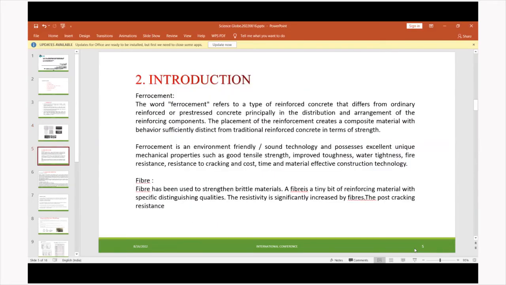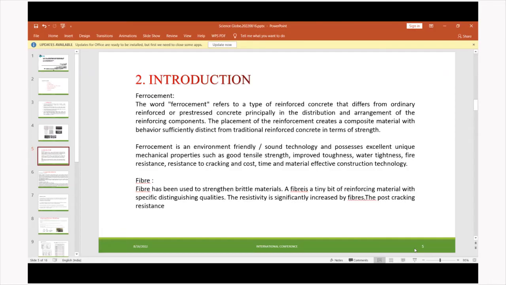Under the introduction part, we'll go through ferrocement and fiber. We should first study what we mean by ferrocement. The word ferrocement refers to a type of reinforced concrete that differs from ordinary reinforced or pre-stressed concrete, principally in the distribution and arrangement of the reinforcing component. The placement of the reinforcement creates a composite material whose behavior is sufficiently distinct from traditional reinforced concrete in terms of strength. Ferrocement is an eco-friendly, sound technology that possesses excellent unique mechanical properties such as good tensile strength, improved toughness, water tightness, resistance to cracking, and is a material-effective construction technology.